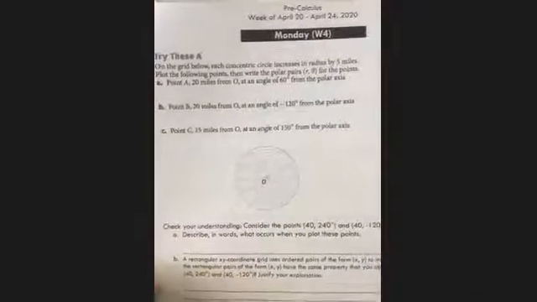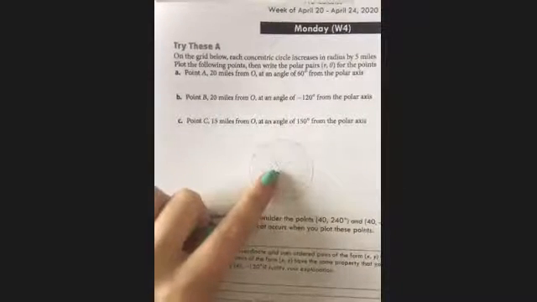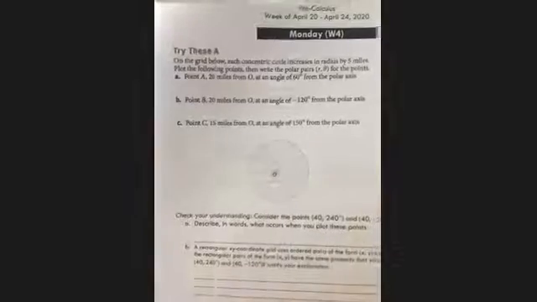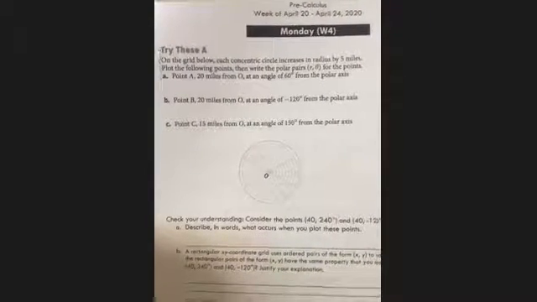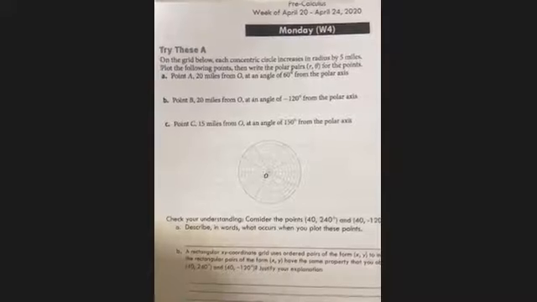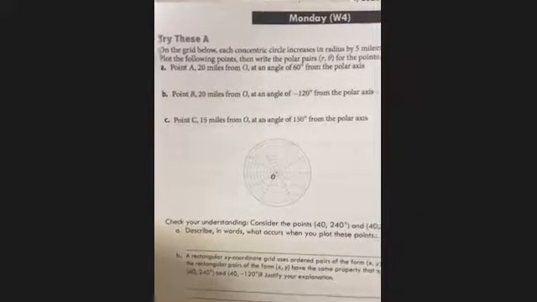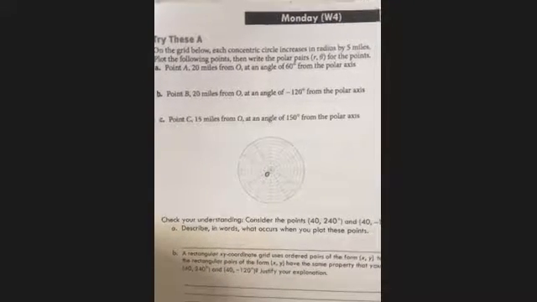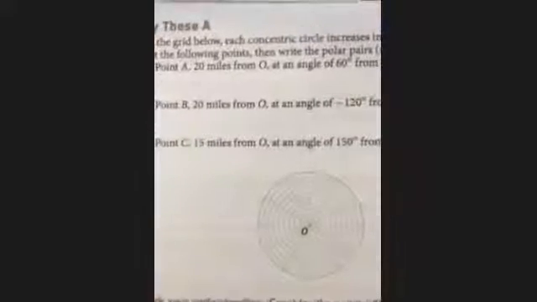So if we look here, it says on the grid below, each concentric circle increases in radius by 5 miles. That means here on this grid that each time you move from a smaller to a larger circle, your radius is increasing by 5. It says plot the following points, then write the polar pairs r comma theta for the points. So here it says for point A, 20 miles from O at an angle of 60 degrees from the polar axis. So what I'm going to do now is just zoom in a little bit.